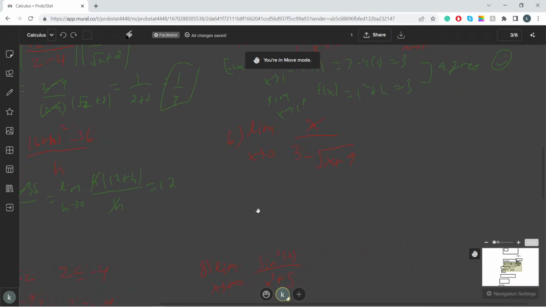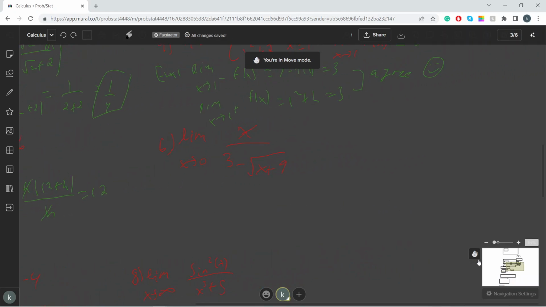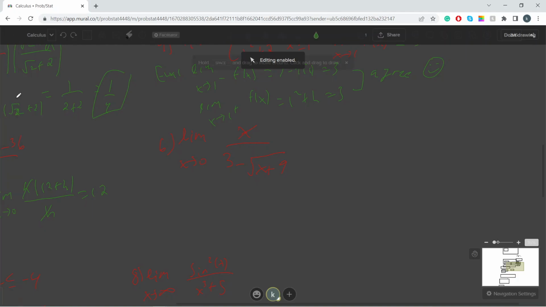Alrighty, cool, sweet. Let's move on to problem 6. Okay, so we want to find the limit as x approaches 0 of x over 3 minus the square root of x plus 9. If we do direct substitution as our first tactic, we see that the numerator evaluates to 0.